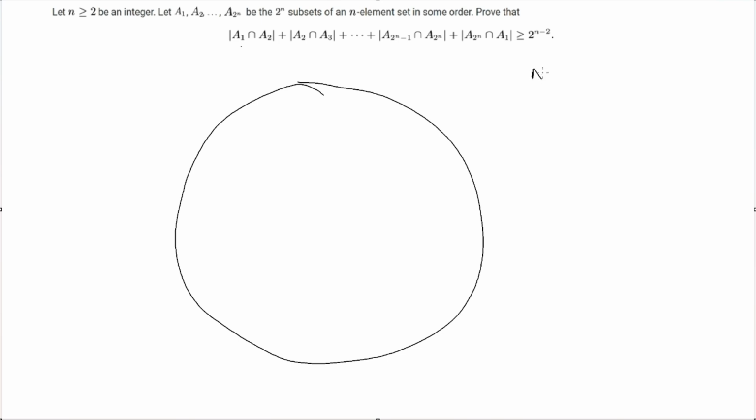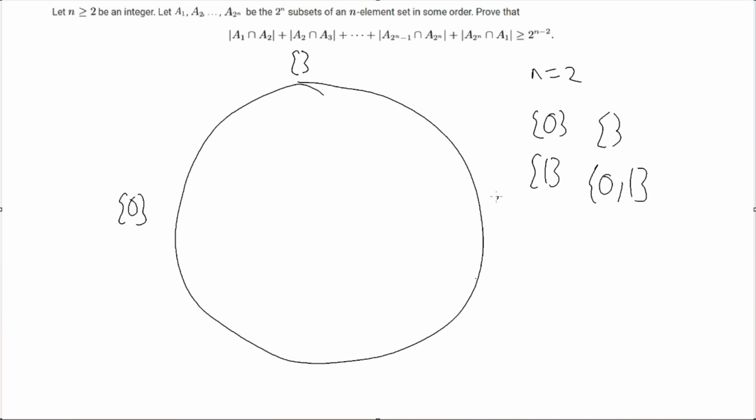So to start, let's try n equals 2. Then we could have the subsets: the empty one, {0}, {1}, and {0, 1}, because we just have two elements. And these can go around the circle in any order. So the empty set could be here, {0} could be here, {1} could be here, and then {0, 1} can be here. Then the size of the intersection of these two sets here, well, that's just 0. This one here is also 0 because they're disjoint. These have no elements in common.